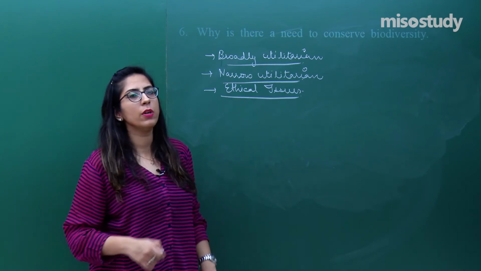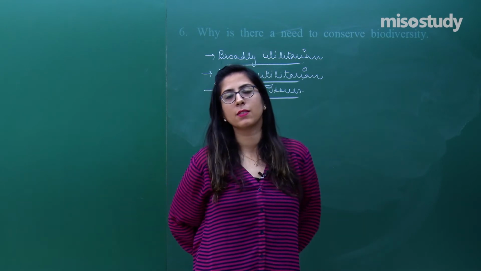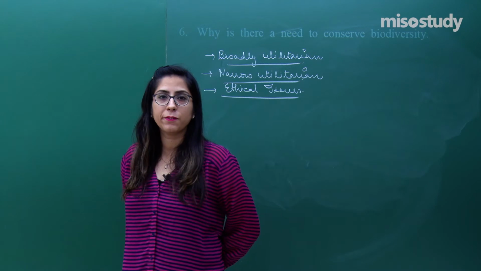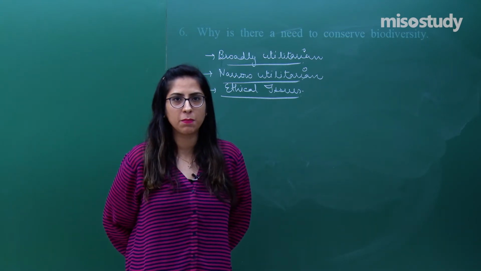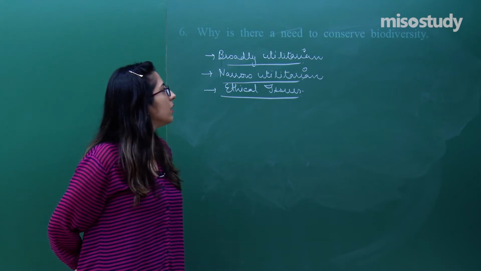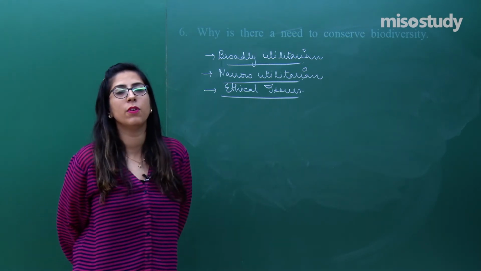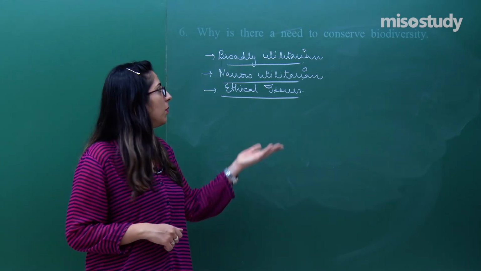Another is the narrow utilitarian. So many products are there which we obtain from plants, such as tannins, resins, and leaves. We get food from those, we get fruits from these plants. Each of these comes under the narrow utilitarian. Even clothes as well, you must have heard of jute. From where are we getting the jute? From the plants only.